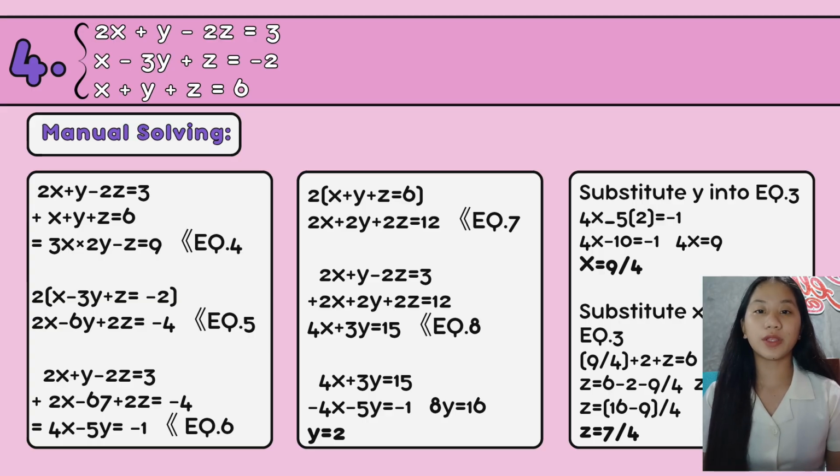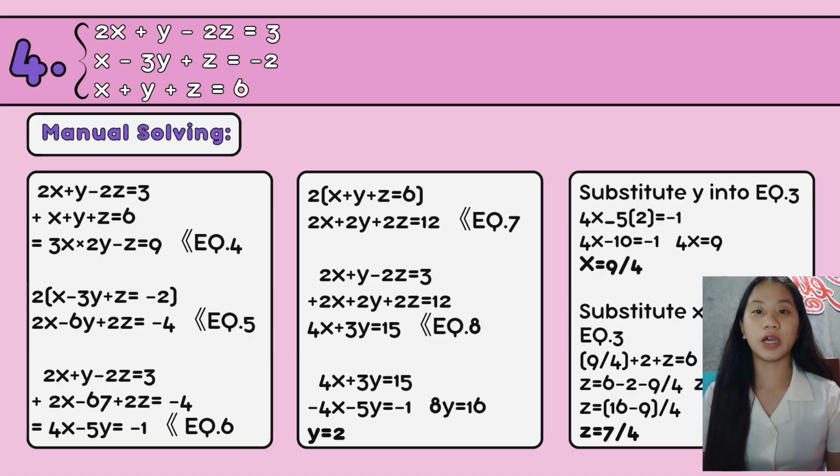And then, now we're going to subtract equation 6 from equation 8. And therefore, we have the value of y, which is 2. And then, we're going to substitute y into equation 6. Therefore, we have 4x minus 5 times 2 equals negative 1. And then, we have now the value of x, which is 9 over 4. And then, we're going to substitute the values of x and y into equation 3.